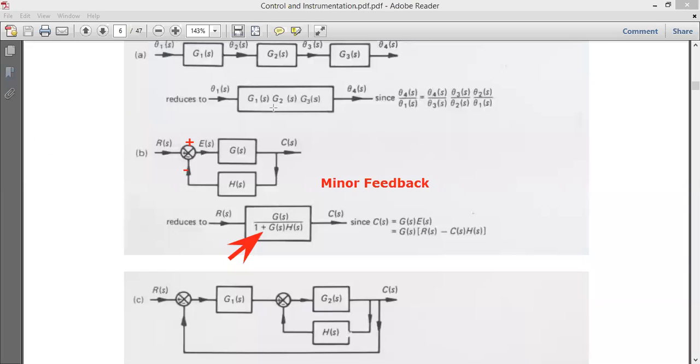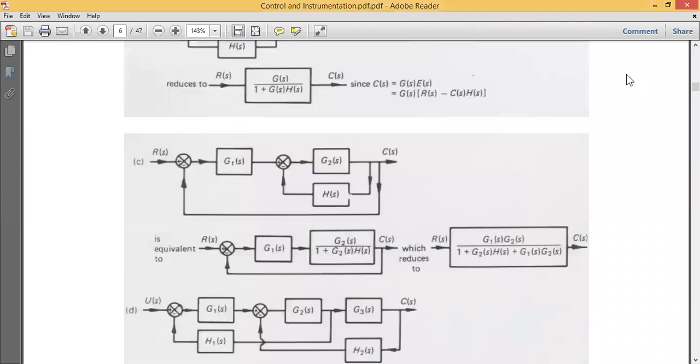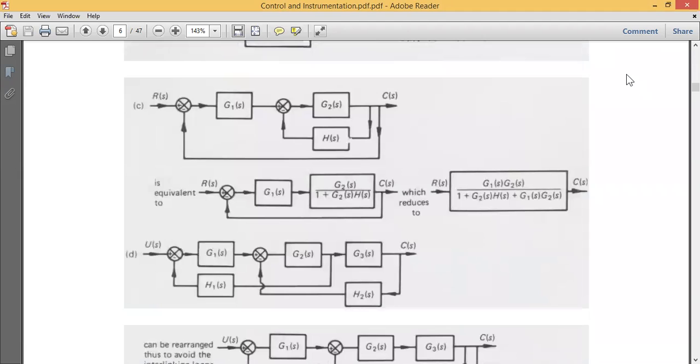Okay, so let us go for the third problem, or the third example. Now let us extend our block to some additional blocks. Now problem number C. What problem do we have? One is R of S. I have G1 of S here. There is one summation, G2 of S, H of S, and some feedback. There is no forward loop, we don't have any forward loop. Forward loop in the sense there should be any forward path. So we have only one loop.